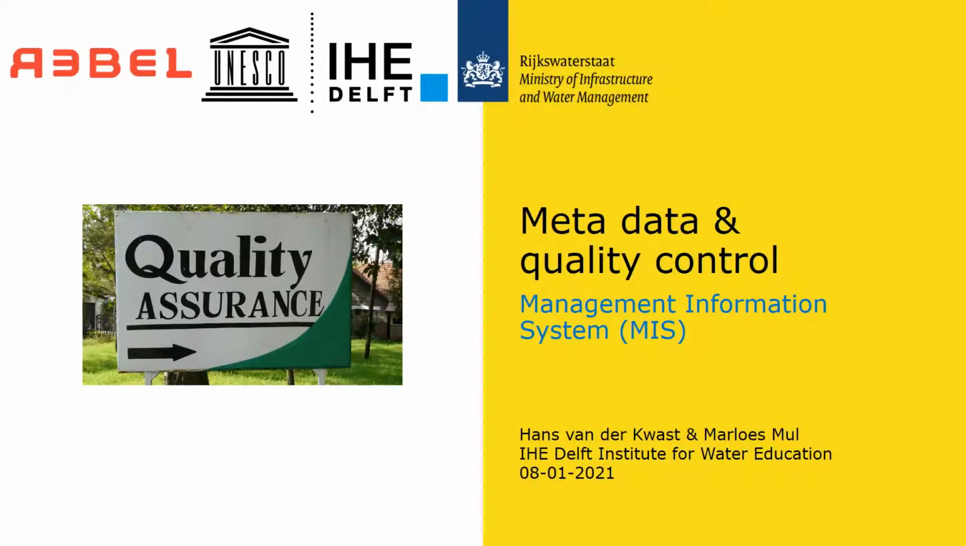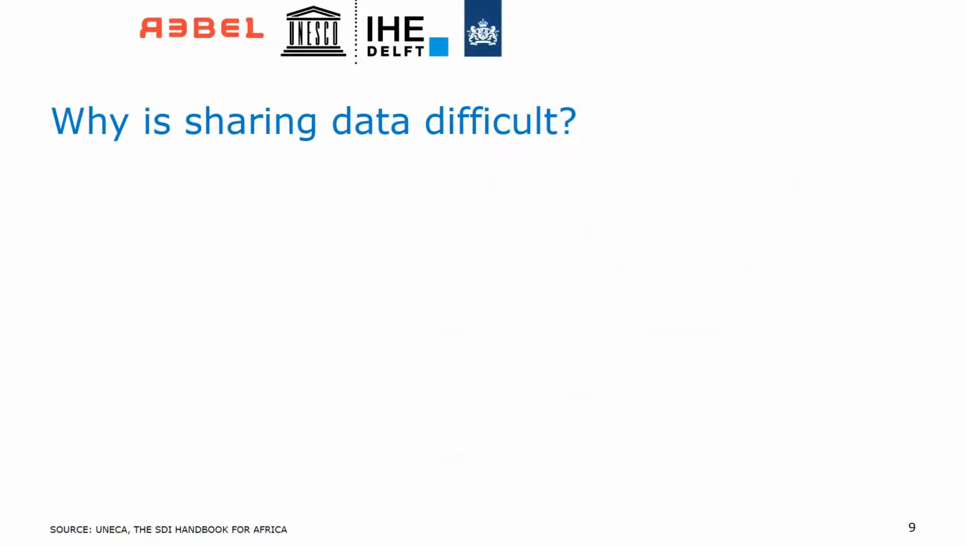In this lecture, we are going to discuss metadata and quality control. Let's have a look again why sharing data is difficult. We have discussed this before. We see that there are so many benefits, but why is sharing data then so difficult?